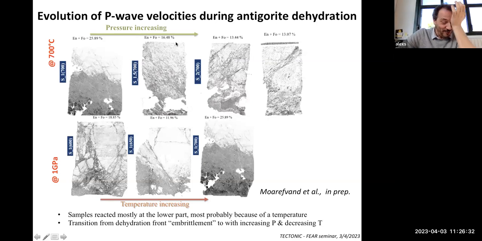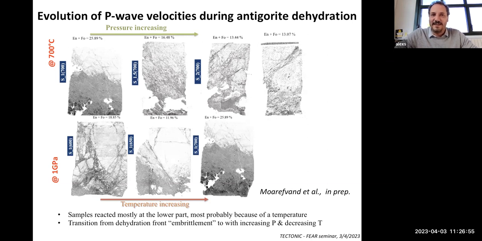Thank you very much, John, for your comments. In fact, all these experiments were produced under hydrostatic stress. Obviously, you see that the reaction always starts at the bottom. So we do have a thermal gradient problem in our machine.